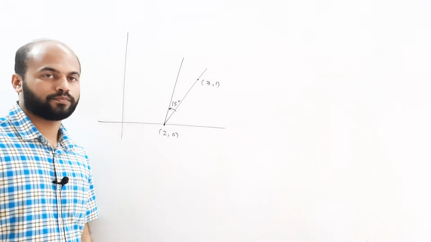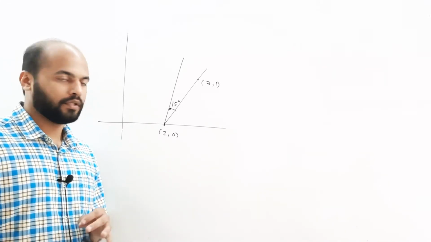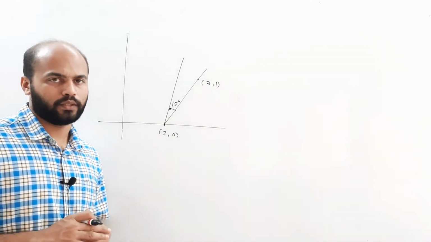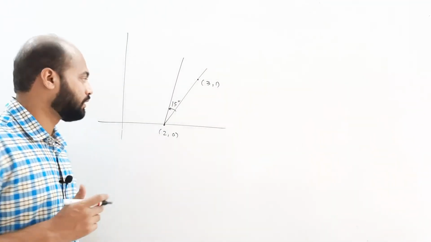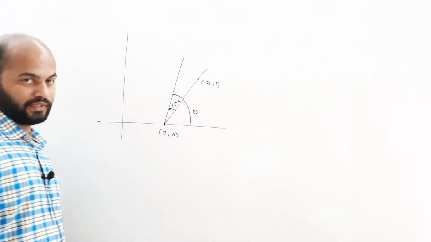So what we need now is two things, slope and a point. We already have a point, that is we still know that it is passing through 2, 0. But what we need is this part, that is this angle, theta.